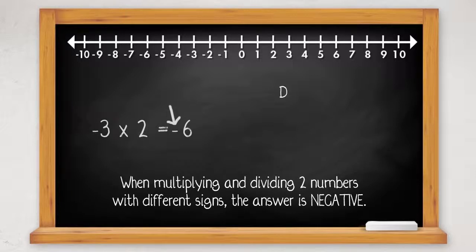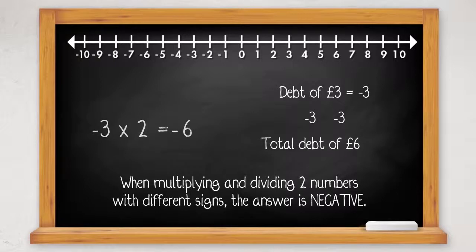If we relate this to having a debt of £3, I have -3. If we have two debts of £3, I would have two lots of -3, so I would have -6, or a total debt of £6.